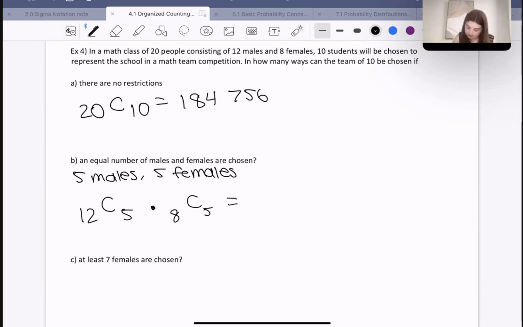So let's punch those both in. 12 choose 5 gives us 792. And then 8 choose 5 is 56. So that's 44,352. So that's far less than the 184,756 because, again, most of these combinations from earlier are going to have more of one gender than the other, most likely. Good. All right, let's try C.